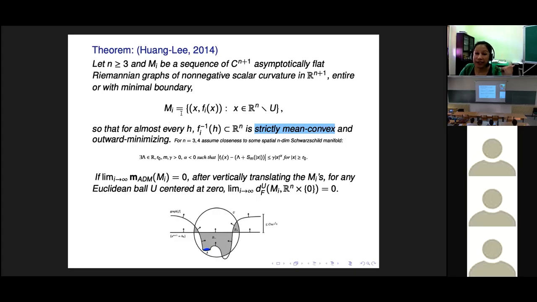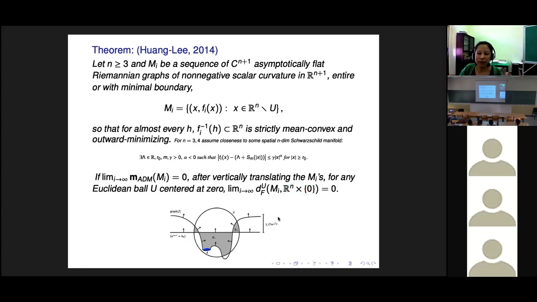But anyway, for this class of manifolds, if you take a sequence whose ADM mass converges to 0, then you have to vertically translate your manifolds a little bit. And then once you translate your manifolds, you choose a ball because you want to calculate a flat distance within a ball. And in this ball, you have then intrinsic flat convergence to R^n cross 0. Okay, so the Euclidean space of the right dimension.